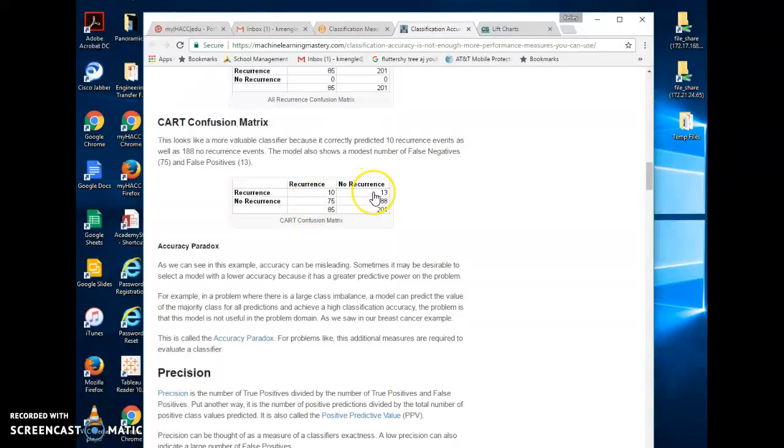And up here we have 13, which is saying that there was no breast cancer when in fact there actually was, so that's a false negative. In medicine, these two measures are actually really important. They're called sensitivity and specificity.